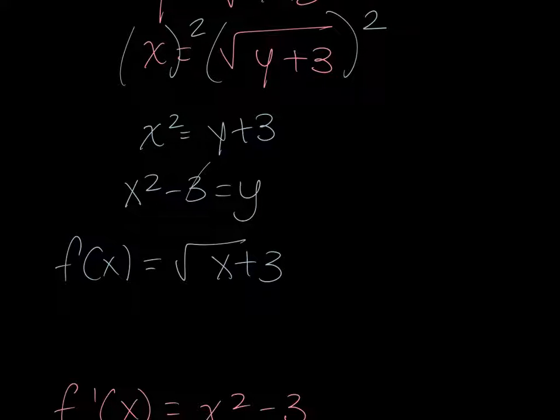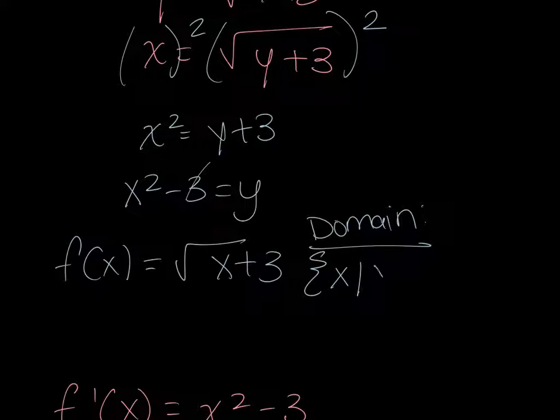Now, we're going to do our domain and range for both of them. So my domain for my original is x such that x is an element of all real numbers, where x is greater than or equal to negative 3.